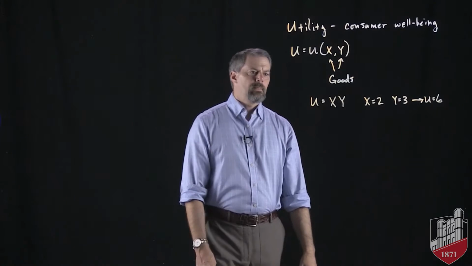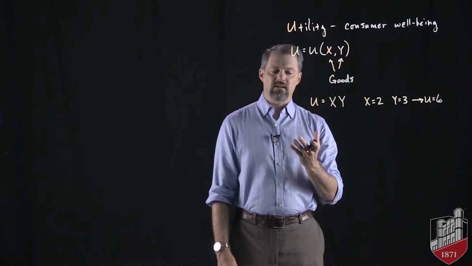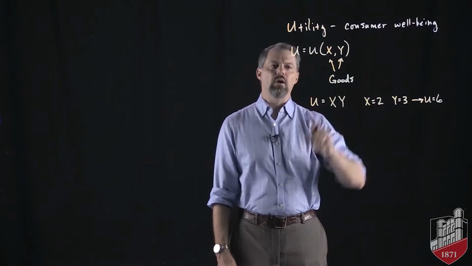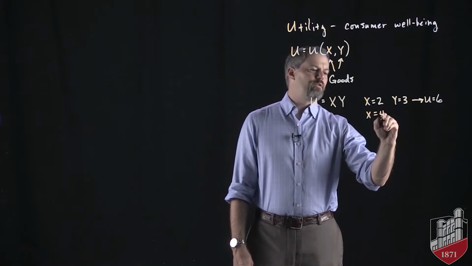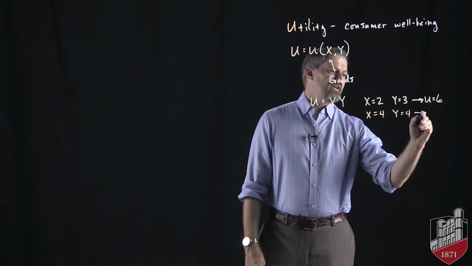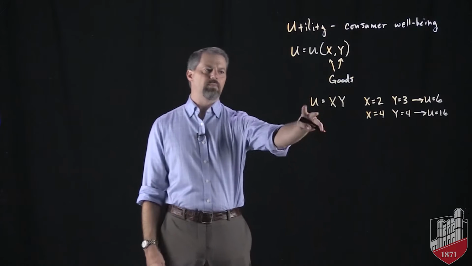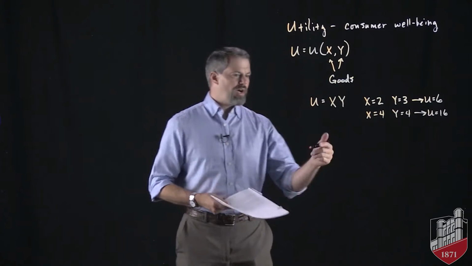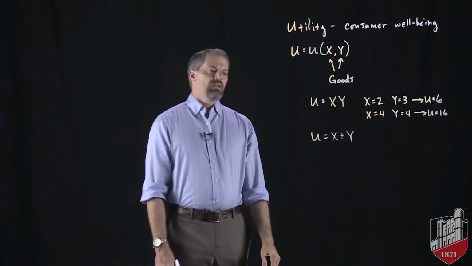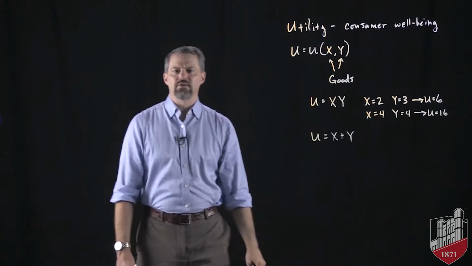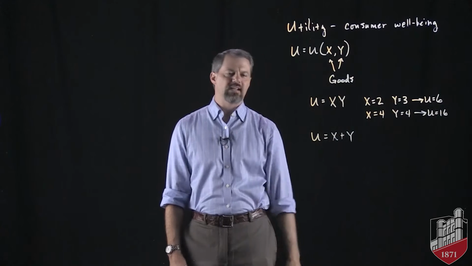Okay? If the consumer consumed more X and more Y, we would expect that they would be made better off. They get more well-being if you consume more of the goods. So if we plugged in, say, X equals 4 and Y equals 4, then the consumer would get 16 utils out of that. They were made even better off. So that's one possible utility function. Another possible utility function might be X plus Y. And that would give us a different set of numbers there. We'll talk about that here in a little bit, but that's a utility function just like this one.